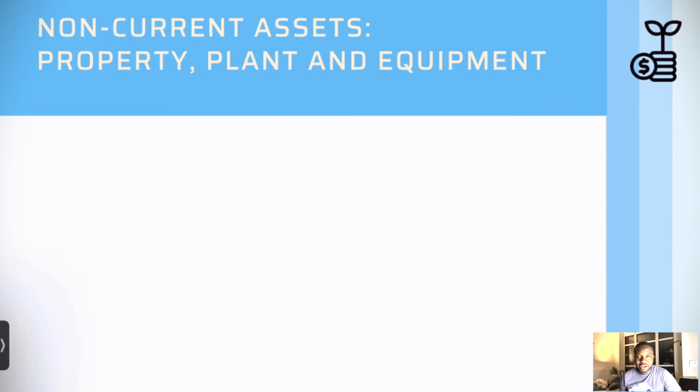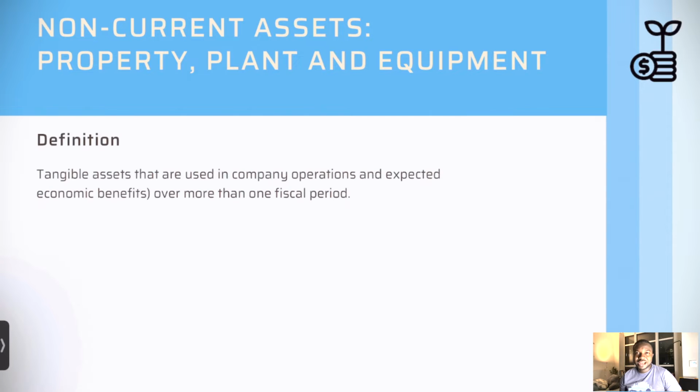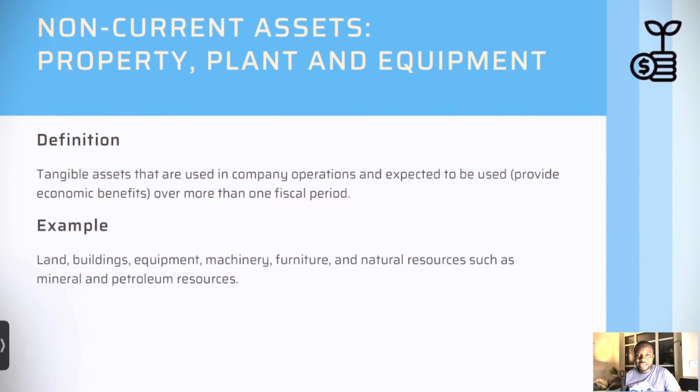Next, we go to non-current assets and we start with property, plant, and equipment. Property, plant, and equipment are tangible assets that are used for a company's operations and are expected to be used for over one fiscal period. Examples of property, plant, and equipment are land, building, machinery, furniture, and natural resources.